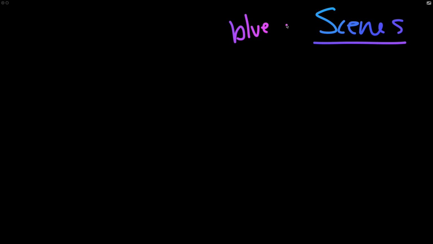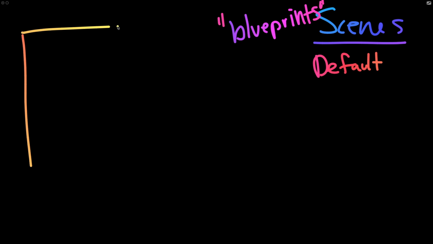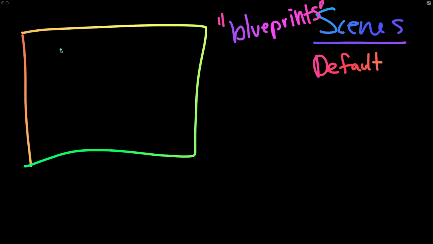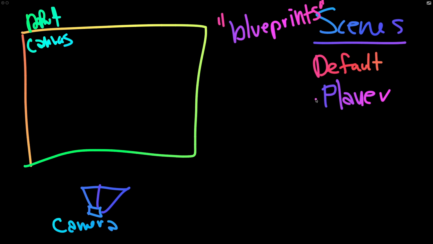So the scene is sort of the basic unit of content in Godot. We can think of scenes as blueprints for objects in our game. So for example, we have a default scene, which we've already created, and that organizes a few things. It has a canvas, which is used to render graphics. It has sprites and objects in the scene. It has a camera, which determines what we see in the scene, and we're going to add that in a little bit. We're also going to add a player scene.